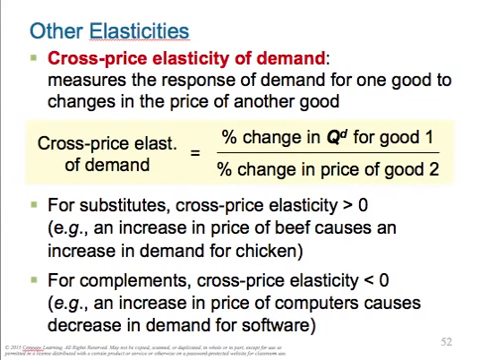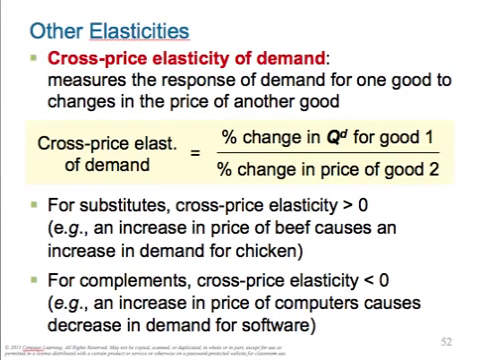So for substitutes, cross-price elasticity is greater than 0. That makes sense. You're going to trade more of one good for another if they are substitutes. For example, an increase in the price of beef causes an increase in the demand for chicken. So the price of beef goes up, beef's more expensive, you're going to go to the store, what are you going to buy? Beef or chicken? You're going to buy more chicken.